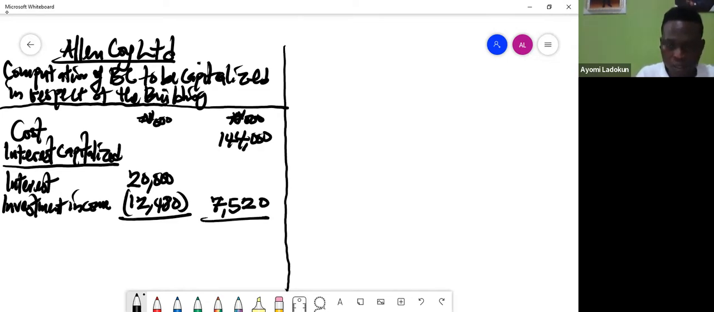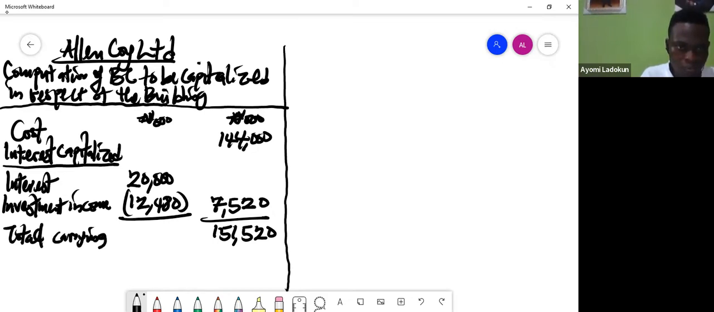So when I add it to this one, it's going to give me 144 plus 7,520. So that should be 151,520. Can you see that? So this will give me my total carrying amount. Okay, that's my total carrying amount. So that's it. But they now told us the fair value, did you see? They said the fair value of the building is 147 at the end of the year, and we are computing as at the end of the year.